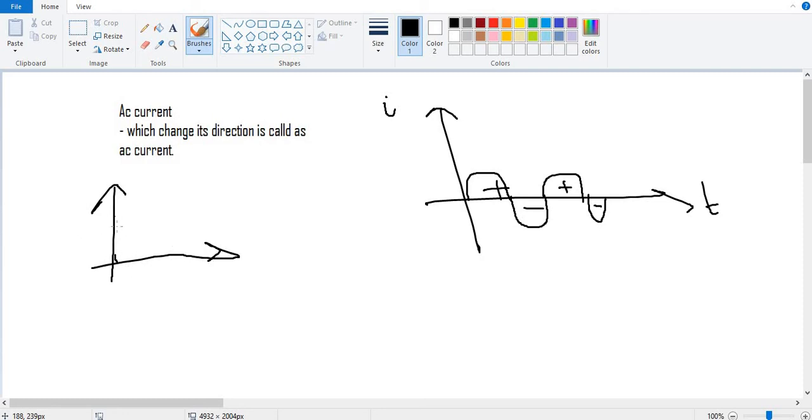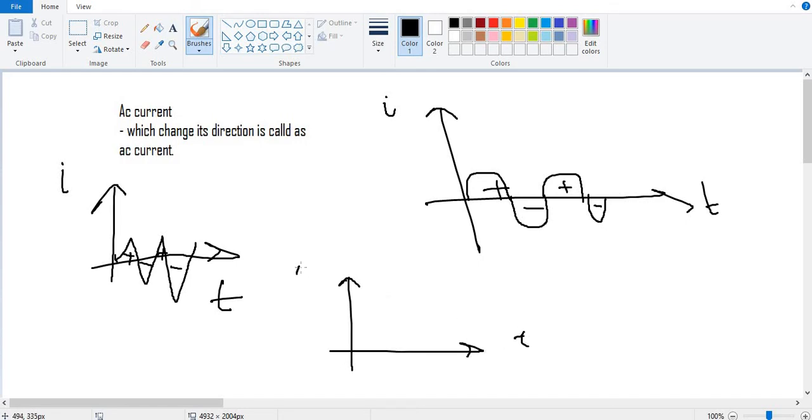So here, I will take triangular. So this will be plus, minus, I-T graph. One more I will take, a square wave. This is T, I. So it will be going from here to here, again going up, again going down. So it will be plus, minus. It will continue like this. So it will change the direction, that is called the AC current. Hope you understood what is AC current.